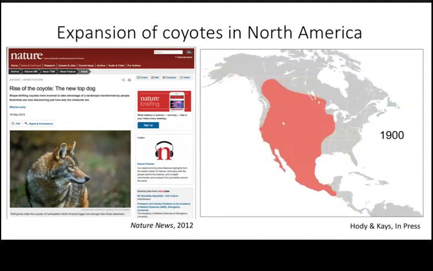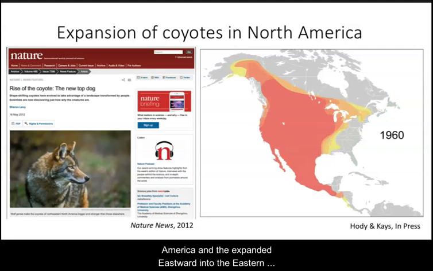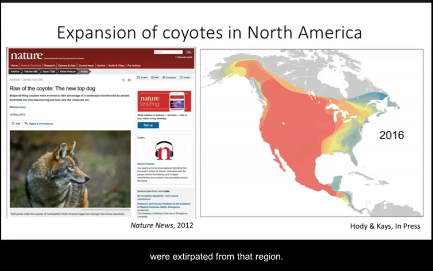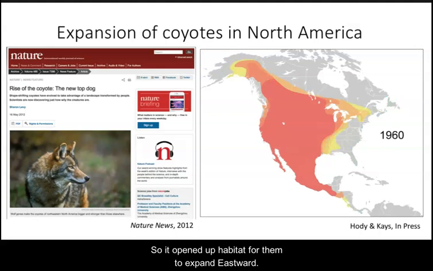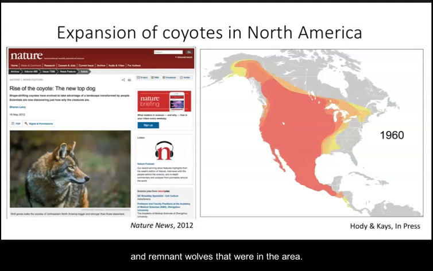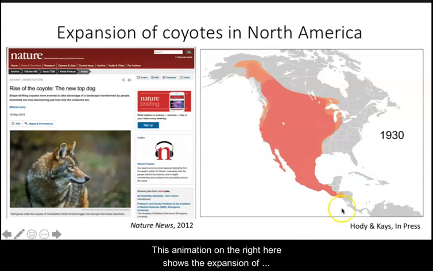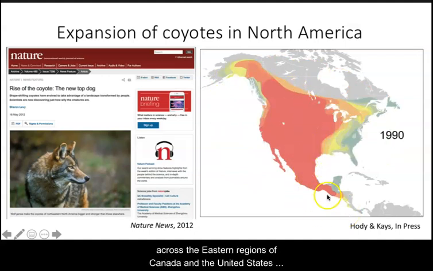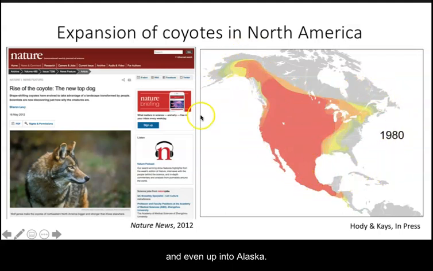And in fact, they expanded all over North America, and they expanded eastward into the eastern parts of Canada and the United States after wolves were extirpated from that region. So it opened up habitat for them to expand eastward. As they moved eastward, they also hybridized with remaining and remnant wolves that were in the area. This animation on the right here shows the expansion of coyotes from the centralized regions of North America across the eastern regions of Canada and the United States, and even well up into Alaska.